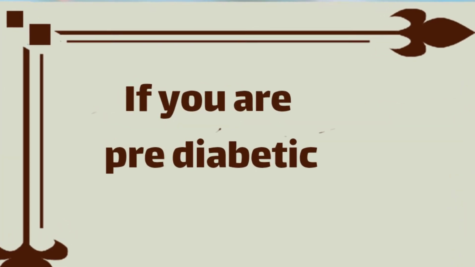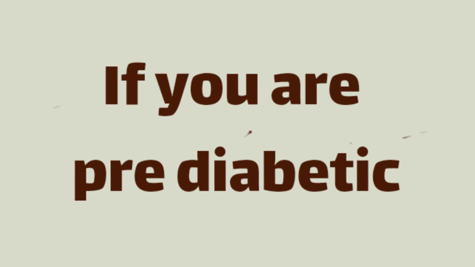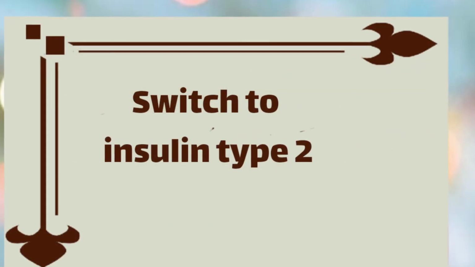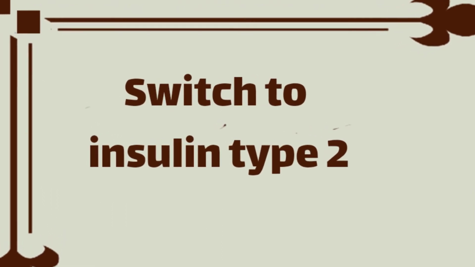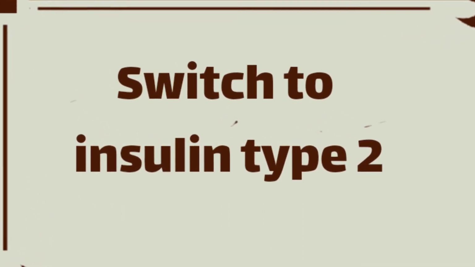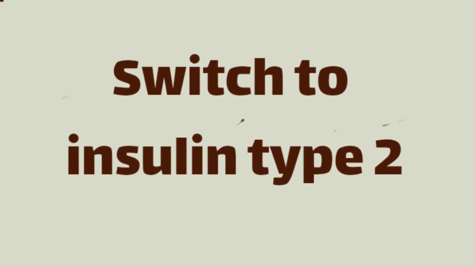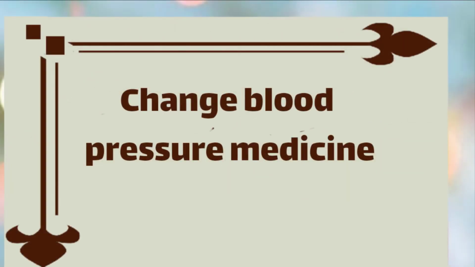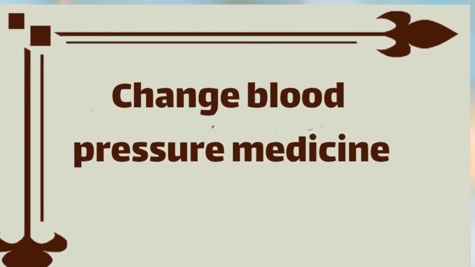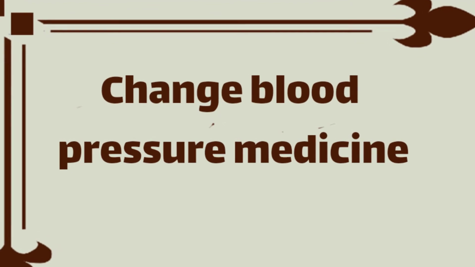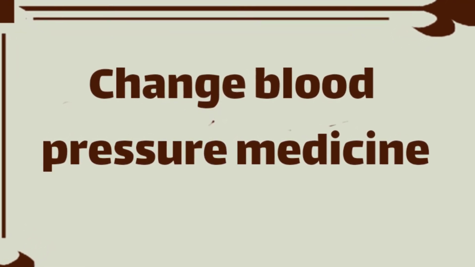If you are pre-diabetic, then you should take some measures. Switch to insulin type 2 if you are using insulin type 1. After gestational diabetes, or in the next pregnancy, you can switch your insulin to the next type because it will do best for you in this case. Change blood pressure medicines. If you are already taking blood pressure medicines, you should consult your doctor because there are some salts in these medicines which are not good for gestational diabetic patients. So change the blood pressure medicine if possible.